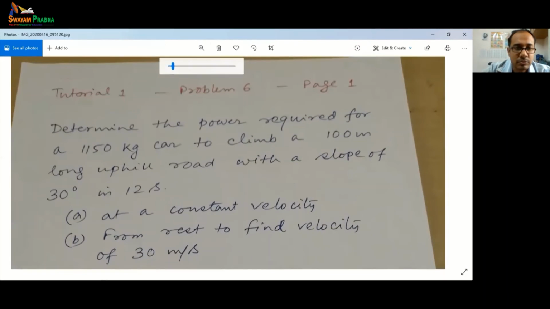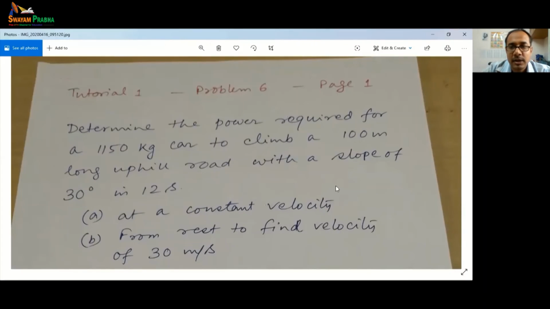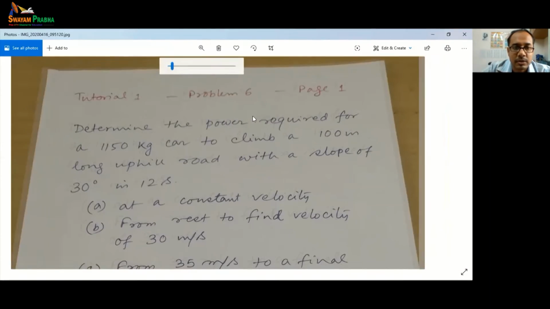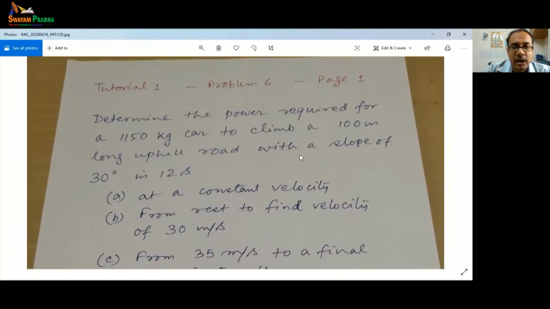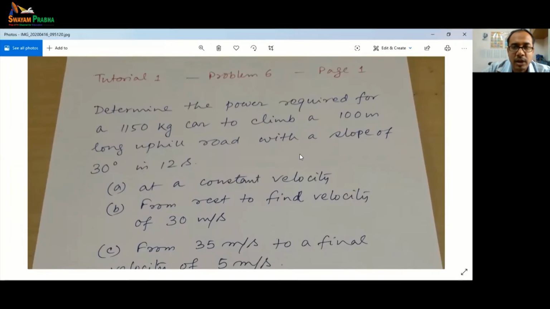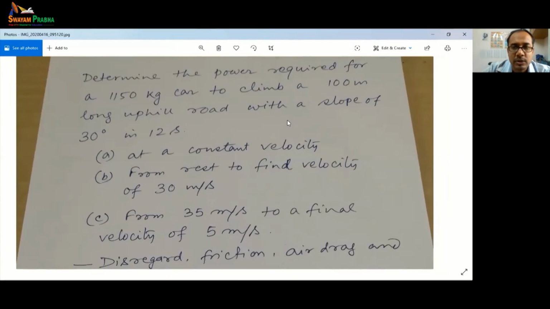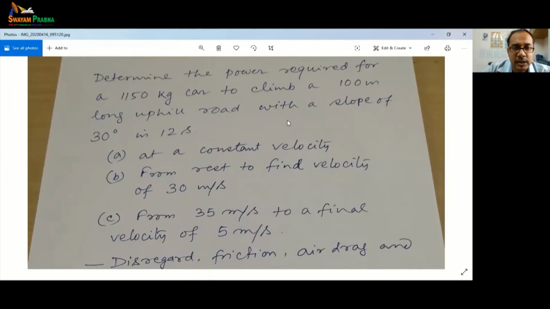Okay, so if we zoom into the problem statement, the problem statement is: determine the power required for a car of a certain mass to climb an uphill road, the length of which is given, with a slope of 30 degrees, in 12 seconds.